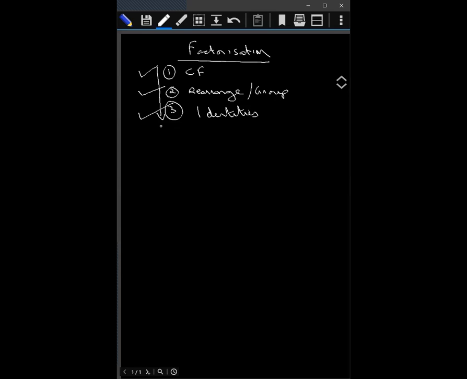So let's take the first one, which is the common factors. Let's quickly take out a few examples of this. Factorize 6a squared minus 3ax. Quickly do this and send me the answer.